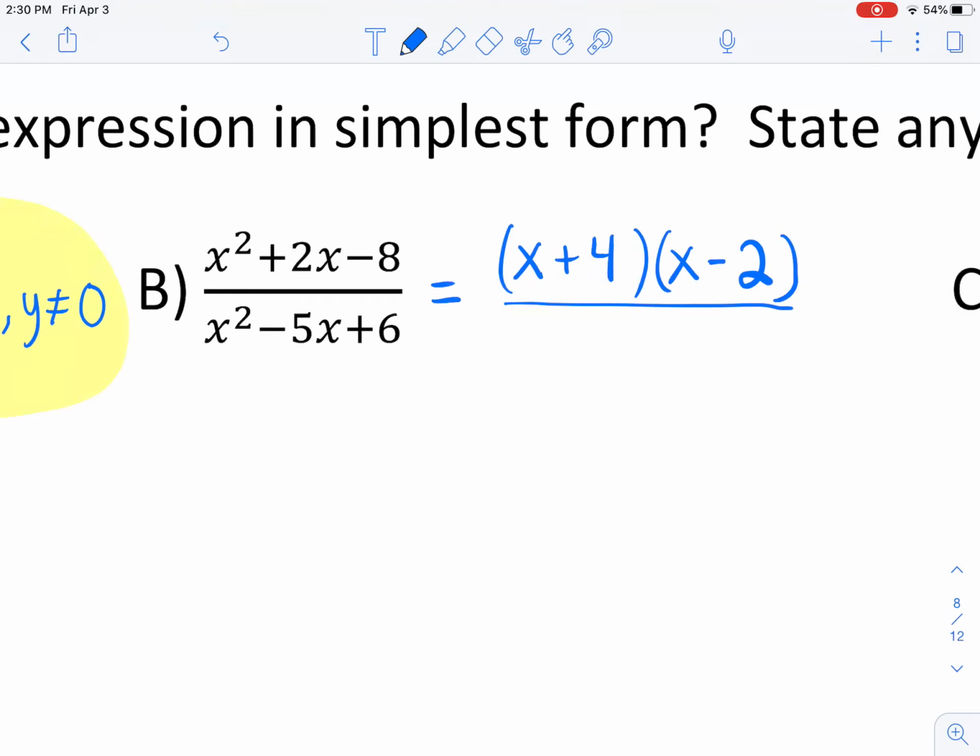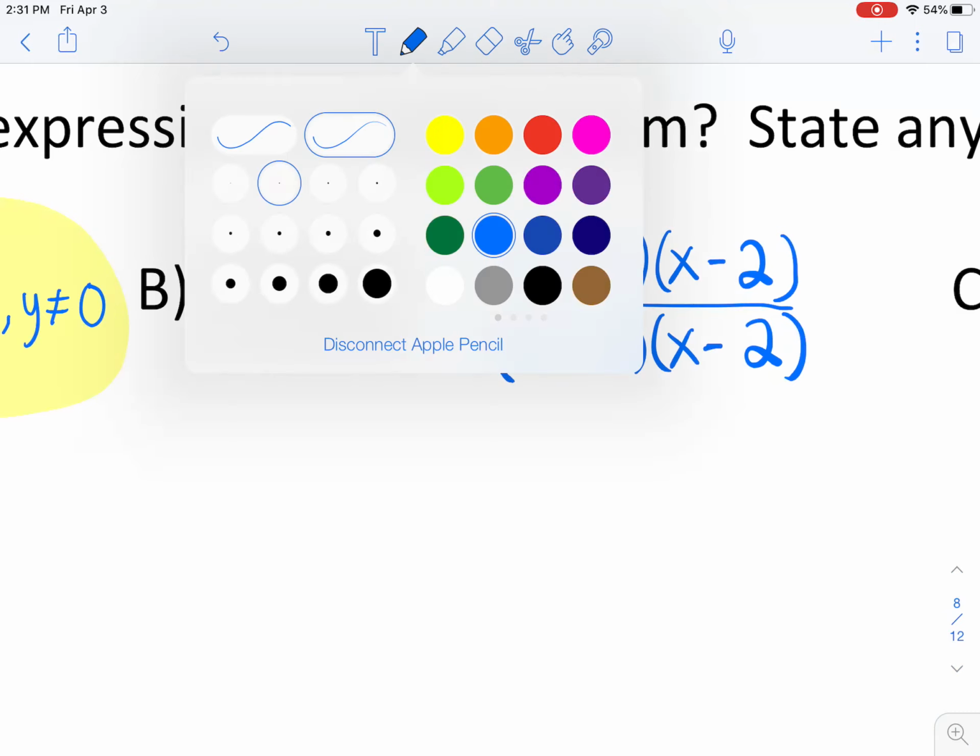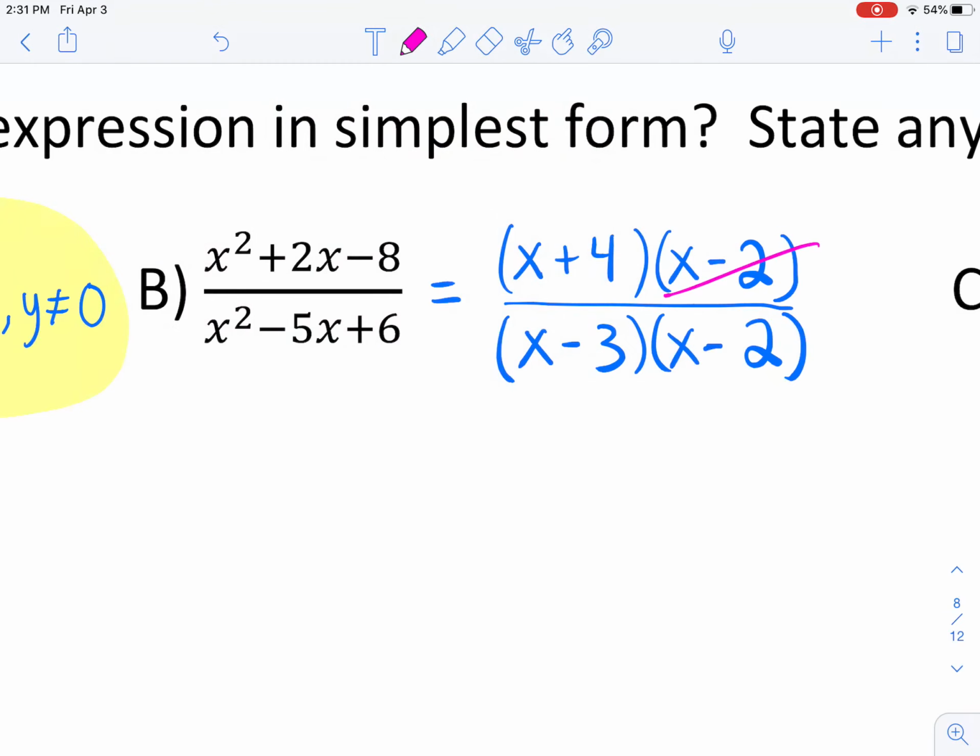And then on our denominator, we want to factor x squared minus 5x plus 6. So we're looking for two numbers that will multiply to give 6. And at the same time, those two numbers will add to give negative 5. So the two numbers that will multiply to 6 and add to negative 5 are negative 3 and negative 2. So now we factored the numerator and the denominator, and you'll see that that allows us to simplify.